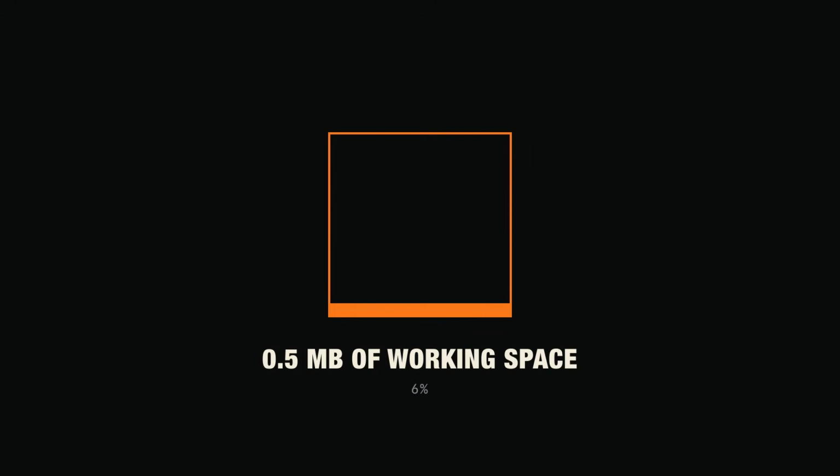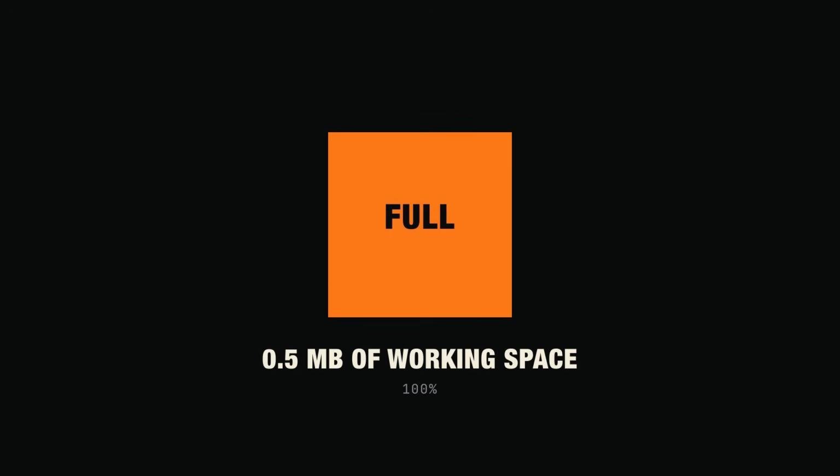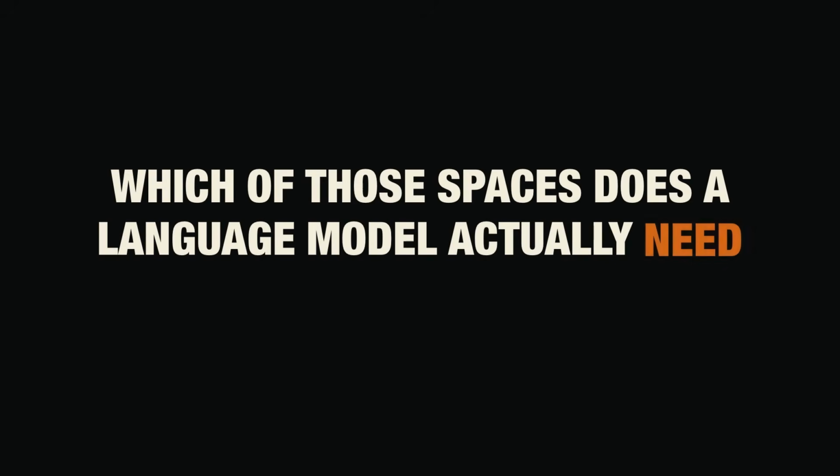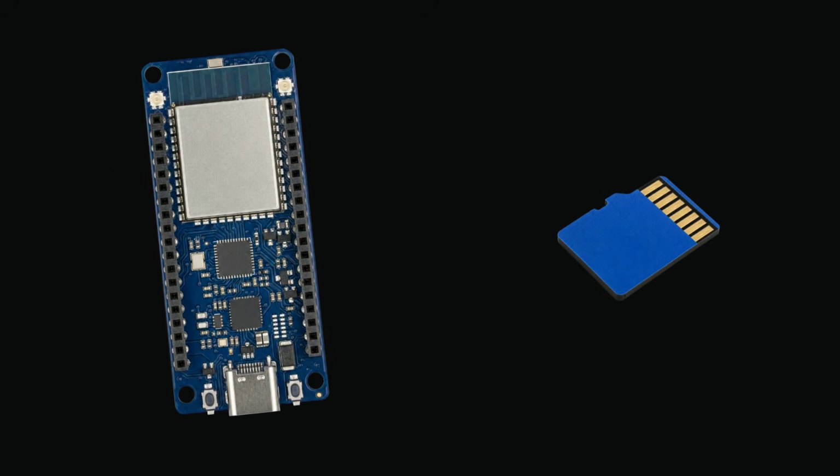So once you're actually trying to run something in it, that half megabyte of fast working space gets eaten up almost immediately. And that leaves you looking at those 3 different buckets and wondering, which of those spaces does a language model actually need to live in, and exactly how much of it?